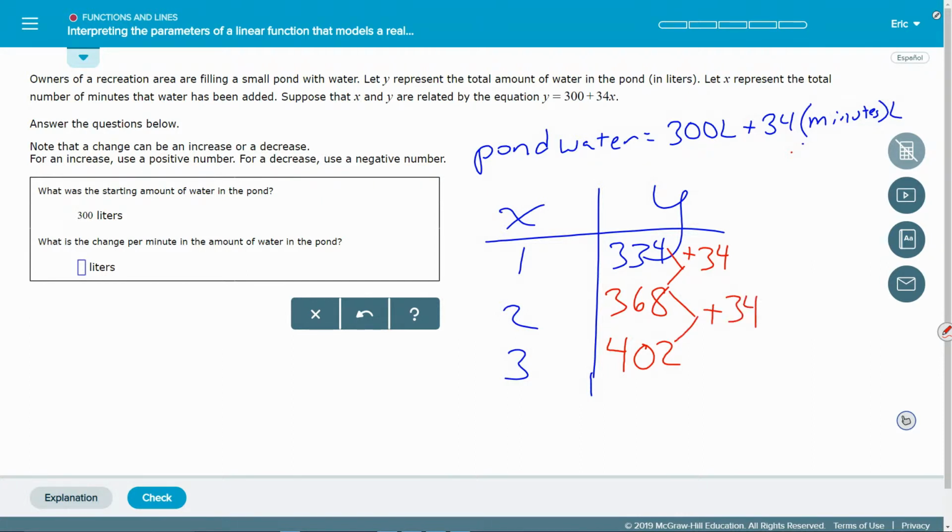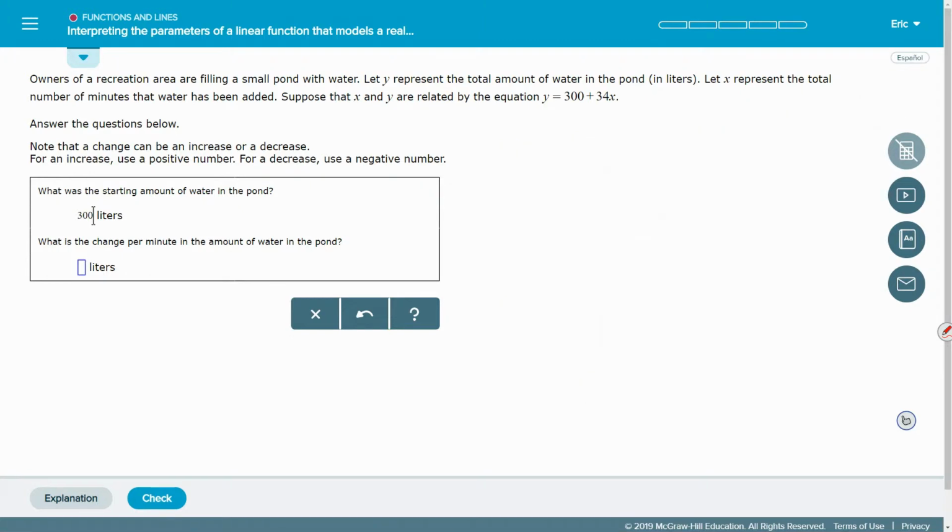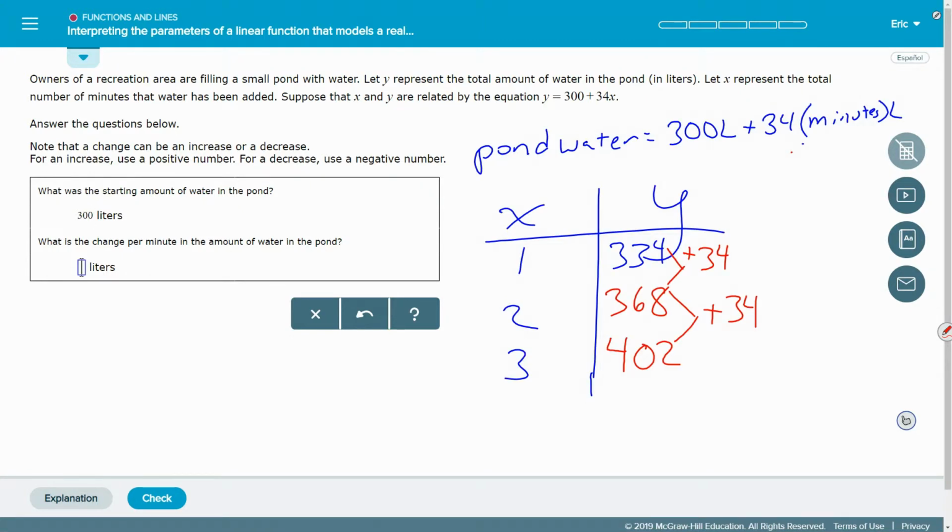8 plus 4 is 12. 3 plus 6 is 9. Carry the 1 is 0, 10. And 3 plus 1 is 4. So I'm going up by 34 liters every single minute.